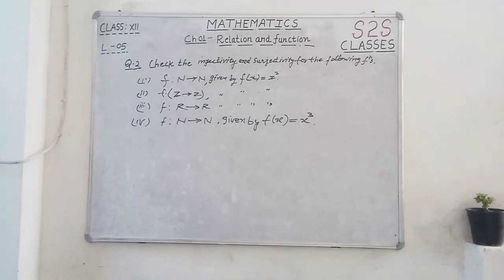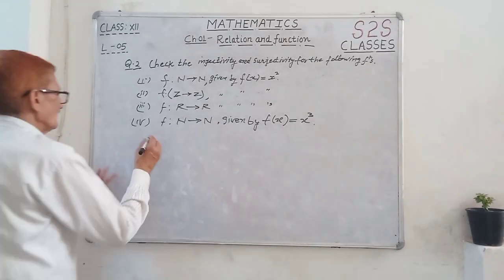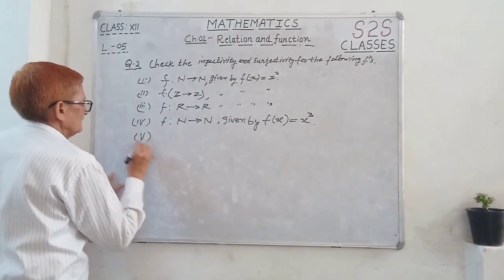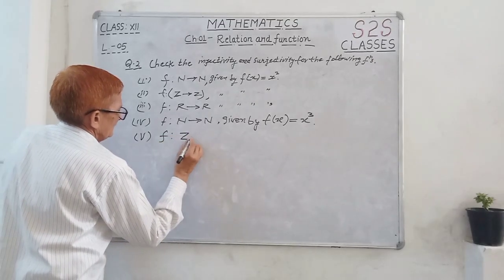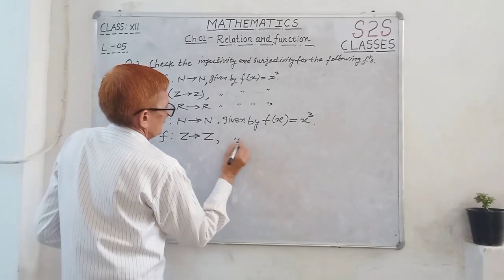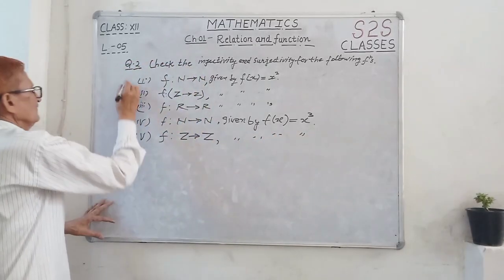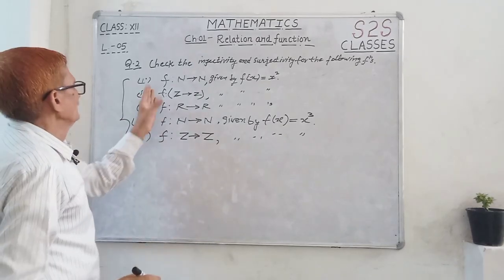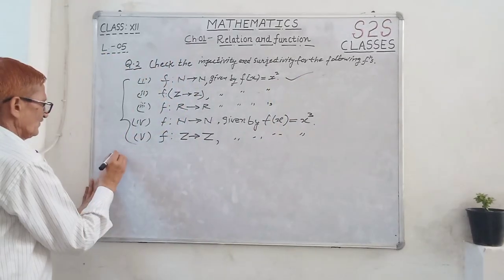Okay, now the fifth part, f from integer to integer, given by f(x) is equal to this. These are the 5 questions here. First question, this.